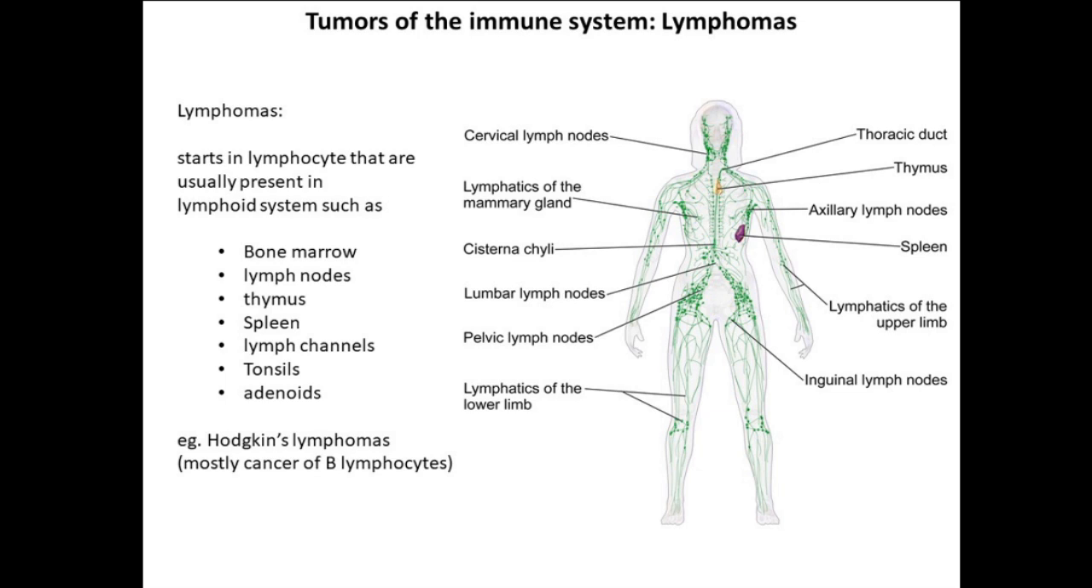All these organs or regions in your body are responsible for the division as well as differentiation of the lymphocytes. So if any of the lymphocytes in any of these organs develop cancer, it means that any part of your body can be responsible for the initiation of the cancer. One of the most prevalent lymphomas is called Hodgkin's lymphoma. It is mostly a cancer of the B lymphocyte.